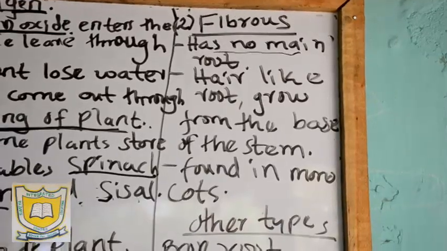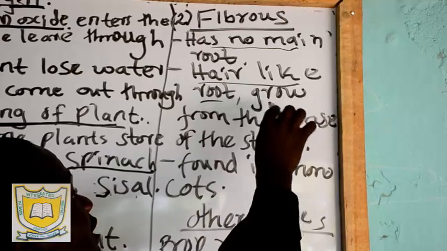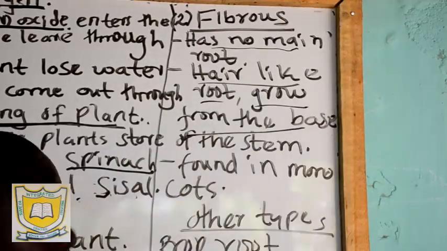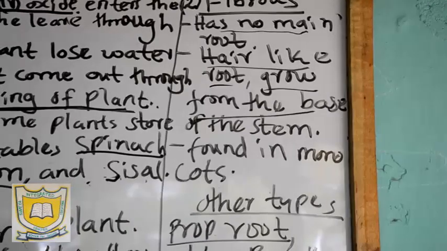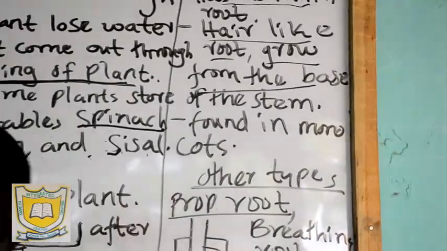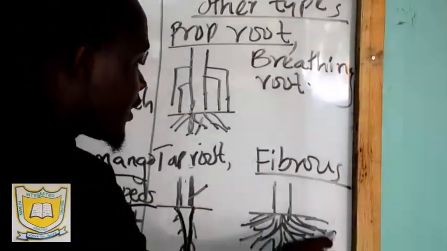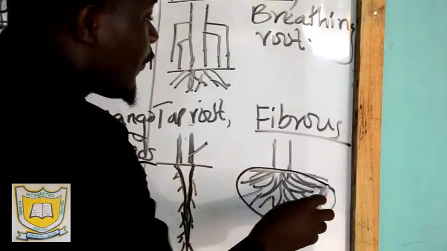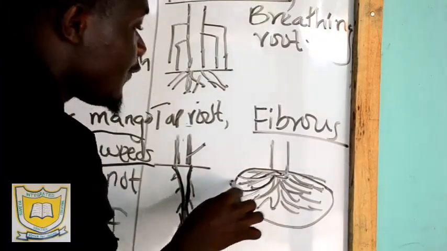It doesn't have the main root. Number two, it is hair-like root, but it grows from the base. Now this one does not grow from the base, but it grows direct from the plant. But now I didn't manage to get an example of fibrous, but this is the drawing that shows a fibrous root. Now fibrous root, this is the base of the plant, but now they grow immediately from that base.